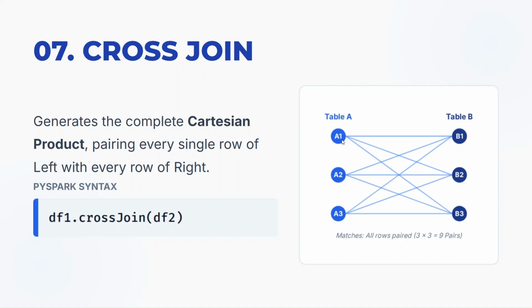What it will do is take one record from the left table and join that record with all of the records in the right table. Here you can see A1 joined with B1, A1 joined with B2, A1 joined with B3. Likewise it will do for all the records for A2 and A3. Okay, so we'll see how we can do this in code.